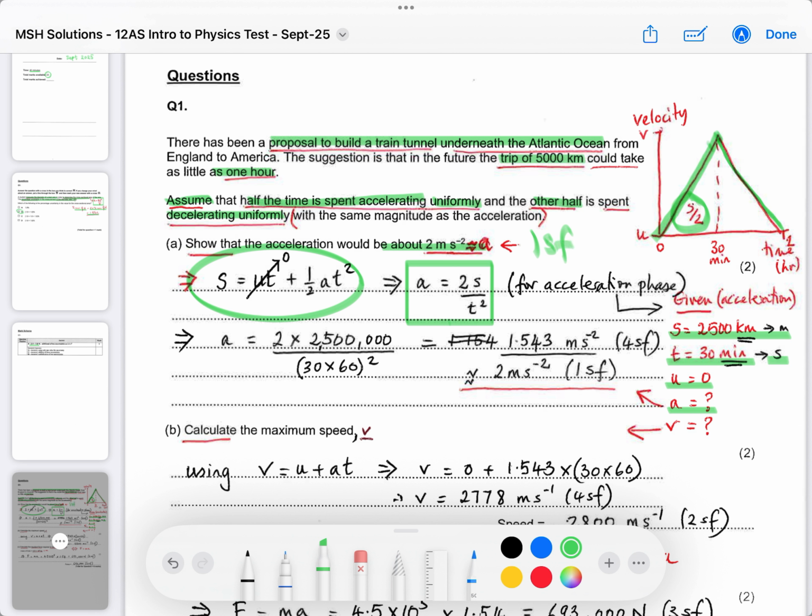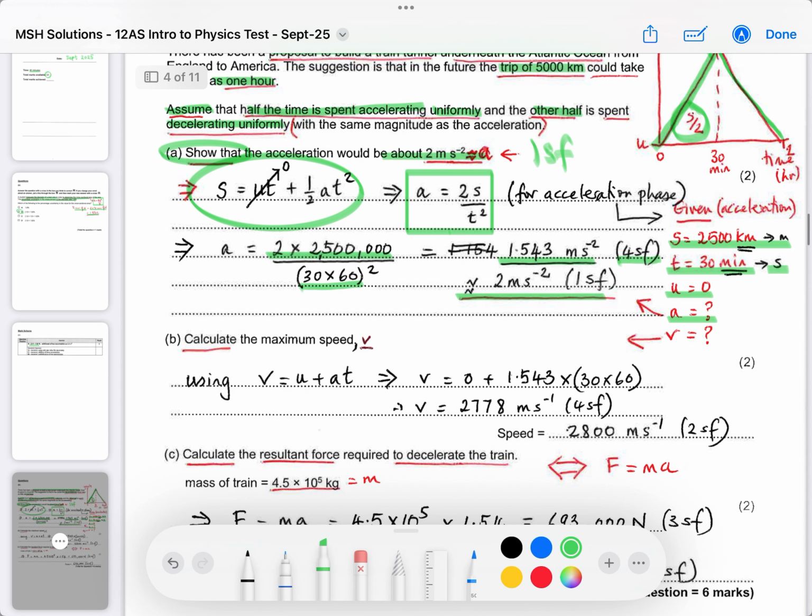So roughly 2. So for the acceleration phase, we're going to use half the distance. So a is going to be 2 times s, which is 2.5 million meters, divided by 30 minutes. You've got to change that to seconds, square that, and you'll get an answer. I've done 4 significant figures. Never put all the figures on your calculator down. It looks messy for the examiner. And that to one significant figure rounds to 2 meters per second squared. So we have shown that. Shown that means prove it mathematically.